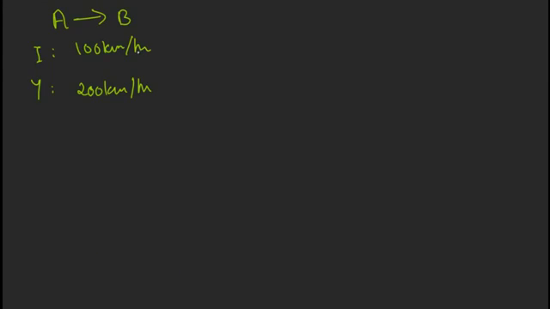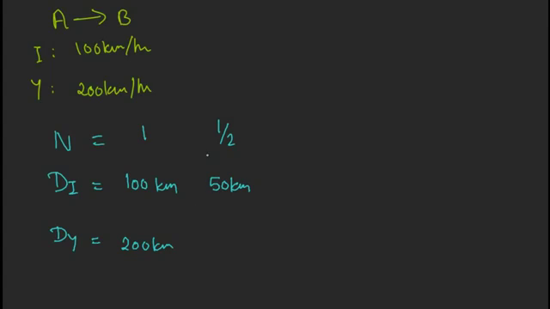So I am traveling at 100 km per hour and you are traveling at 200 km per hour. Suppose n represents the number of hours. Distance covered by me, that is I, and distance covered by you. In the first hour I will cover 100 km and you will cover 200 km. Now let us talk about the first half hour. I would cover 50 km and you would cover 100 km.